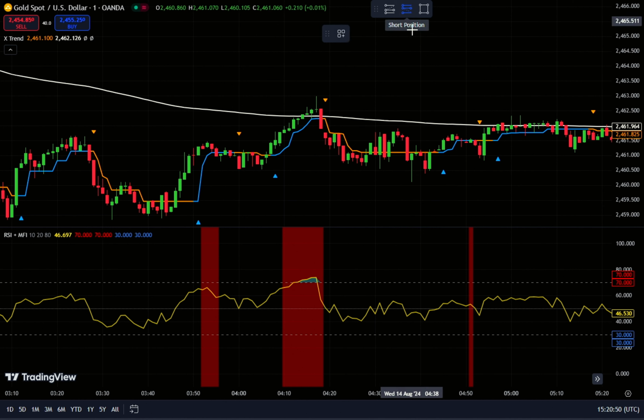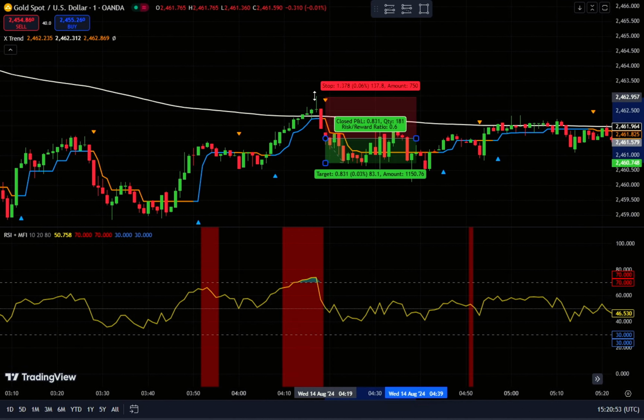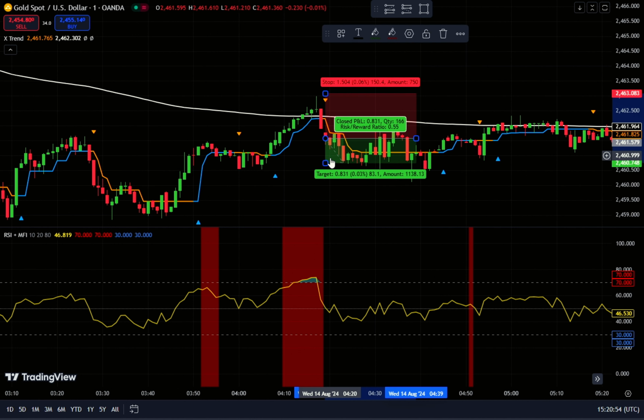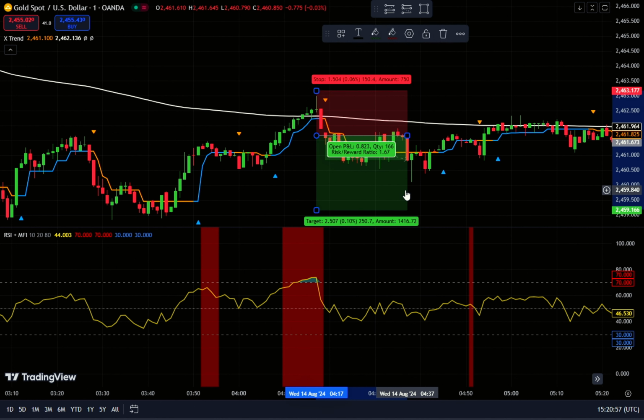Sell order setup. Ensure both the RSI and MFI indicators have entered the overbought area simultaneously. Wait for a yellow triangle to appear on the Extreme Trend indicator, confirming a sell signal. The candlestick must close below the EMA 200. Confirm that the formed candlestick is bearish. If all these conditions are met, place a sell order immediately after the bearish candlestick closes. Place a stop loss at the latest swing high to protect your trade. Set a take-profit target using a risk-reward ratio of 1 to 1.5.